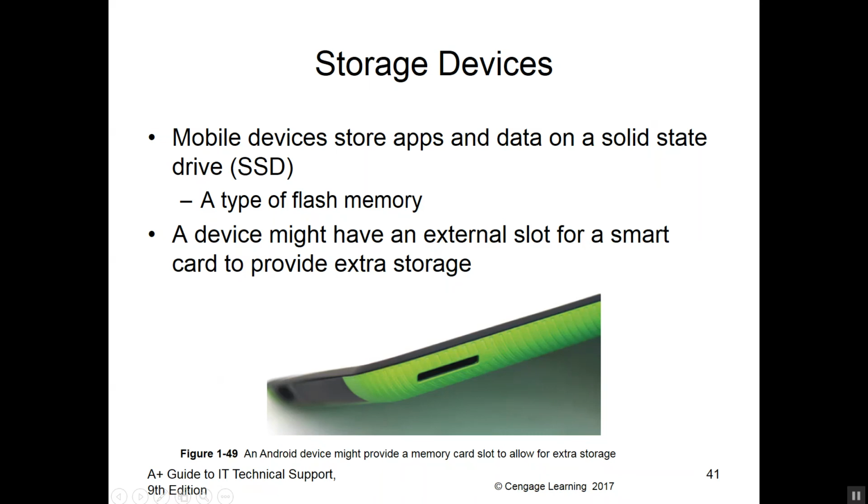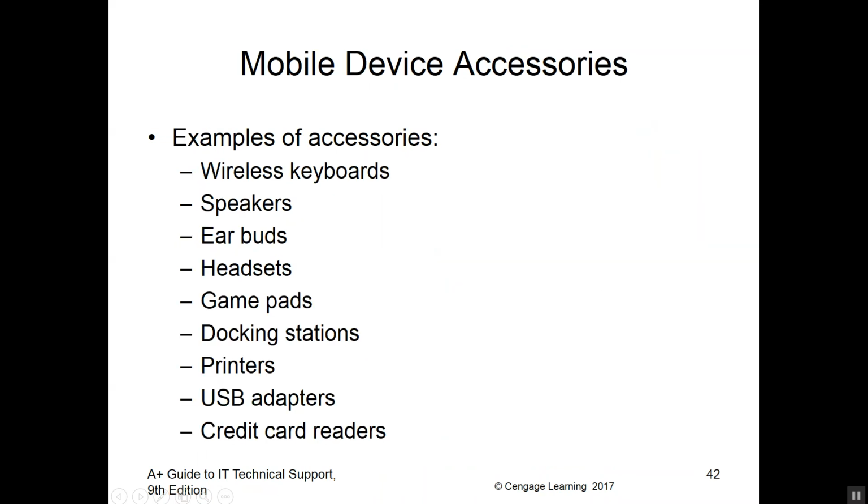Now, mobile devices store apps and data on a solid-state drive, a type of flash memory. A device may have an external slot for a smart card or an SD card and provide extra storage. And we see one right here. Examples of accessories: wireless keyboards, speakers, earbuds, headsets, gamepads, docking stations, printers, USB adapters, credit card readers.